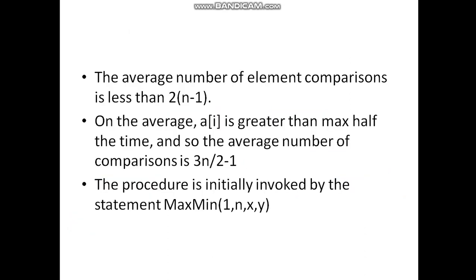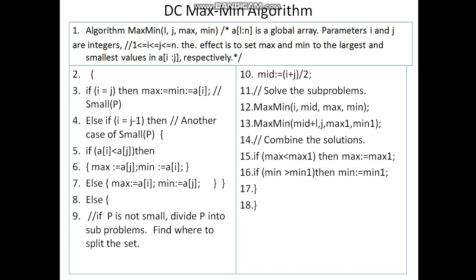So this is the algorithm, and you can see the number of comparisons here. You can find out it is 2 into n minus 1 in case of the straightforward method. And the average is 3n by 2 minus 1. Now we will call another function, which is DC maxmin. Now this is straightforward maxmin; we will go with the DC maxmin. This is the divide and conquer maxmin algorithm, wherein we are going to divide the problem into smaller subparts.